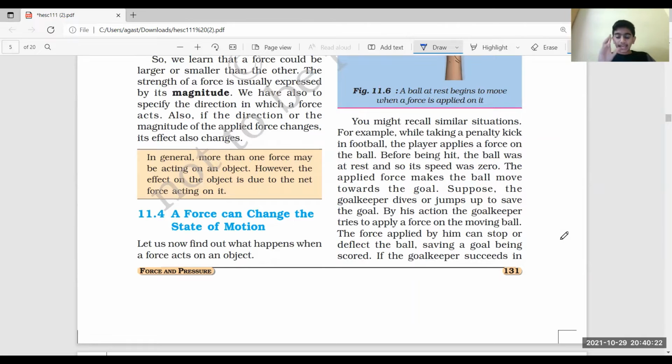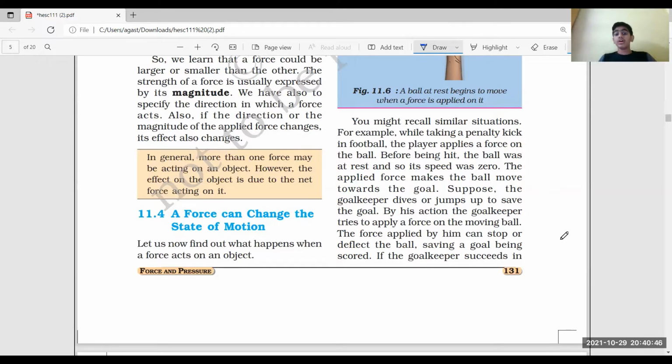For example, while taking a penalty kick in football, the player applies a force on the ball. Before being hit, the ball was at rest and so its speed was zero. The applied force makes the ball move towards the goal. Suppose the goalkeeper dives or jumps to save the goal. By action, the goalkeeper tries to apply a force on the moving ball.